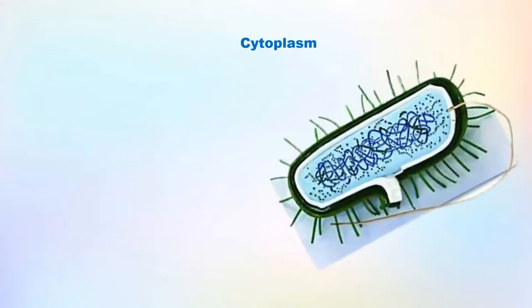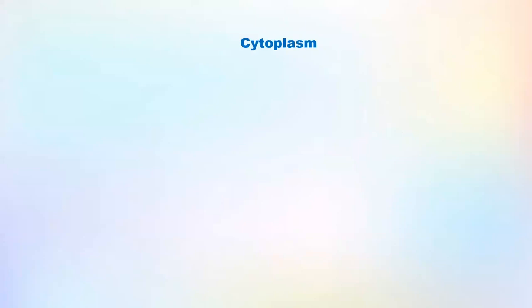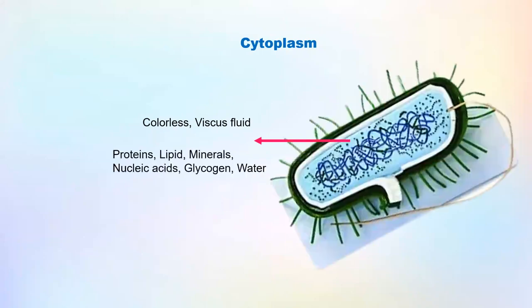Now we can see about cytoplasm. Cytoplasm is a colorless, viscous fluid present inside the cell membrane. All the cell organelles and inclusions are found floating in the cytoplasmic fluid. It contains protein, lipid, minerals, nucleic acid, glycogen, water, and so on.